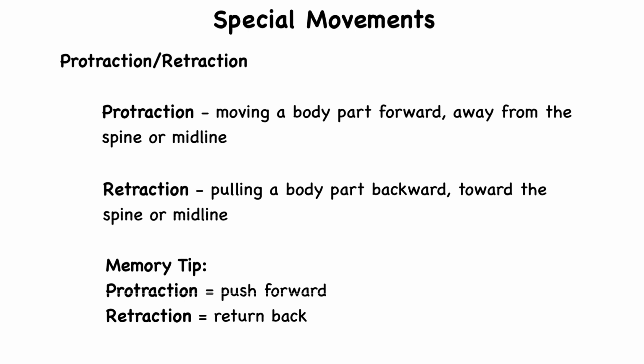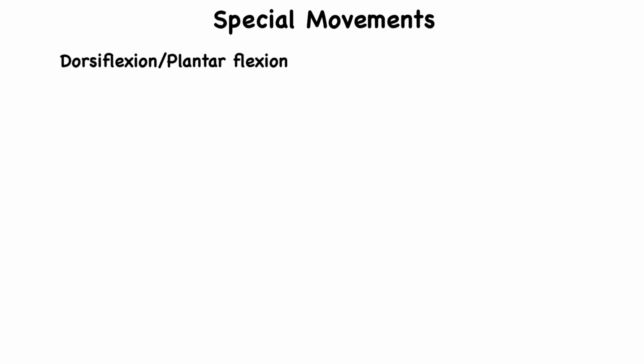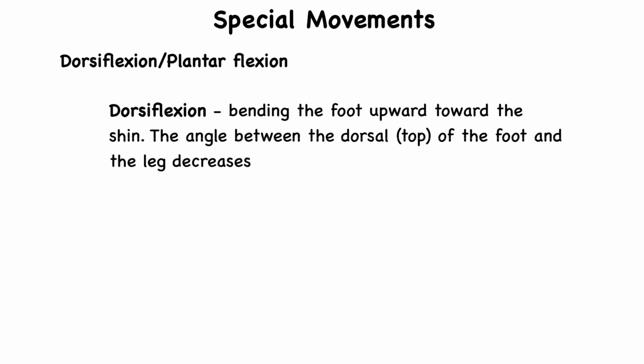The next set is dorsiflexion and plantar flexion. These two terms describe movements of the foot at the ankle joint, specifically the talocrural joint, which is a hinge joint connecting the tibia, fibula, and talus. Dorsiflexion is bending the foot upward towards the shin. The angle between the dorsum, top of the foot, and the leg decreases. Examples are lifting your toes off the ground while your heel stays planted, or walking on your heels.